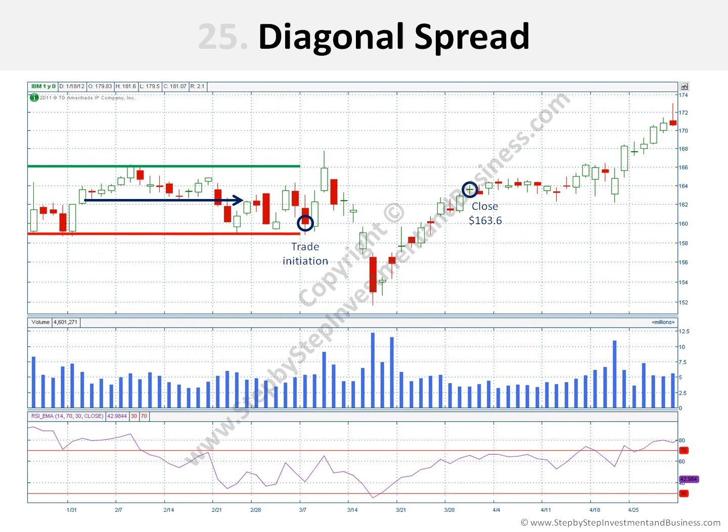That can be seen here. We initiated the trade on March 7, and a few days later, the stock fell to nearly $152, but then started to rise until it closed at $163.6 on March 30.